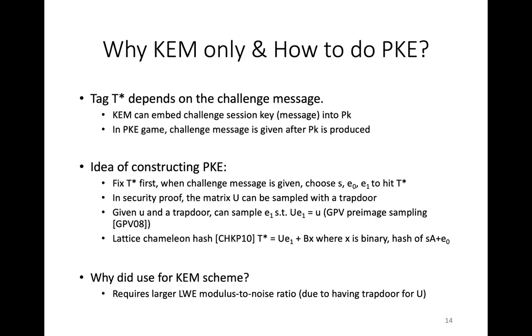Our idea can also be extended to realize the full-fledged CCA2 public key encryption. How to do that? Essentially, we can fix T star first, and when we receive the challenge message, we choose the terms S, E0, E1, and somehow hit the tag T star, so that we can still answer the decryption queries before giving out the challenge ciphertext. After giving the challenge ciphertext, since everything is bound together, the attacker cannot make any decryption query with the same tag T star.